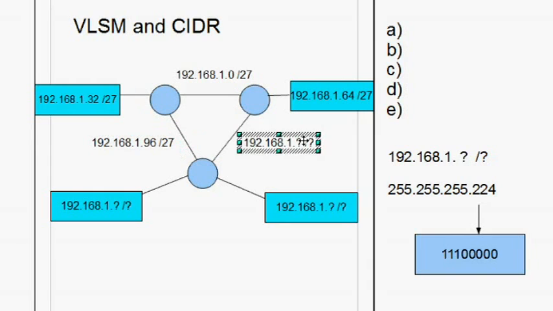Hopefully you can see this in the video. This would be the 128 network /27. After that, add 32 to the 128 and you get the 160 network /27 and the 192 network /27. Okay, so that's essentially what you would have.